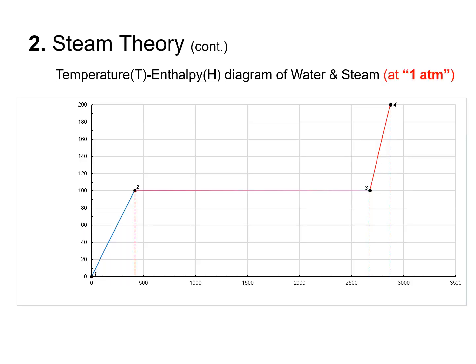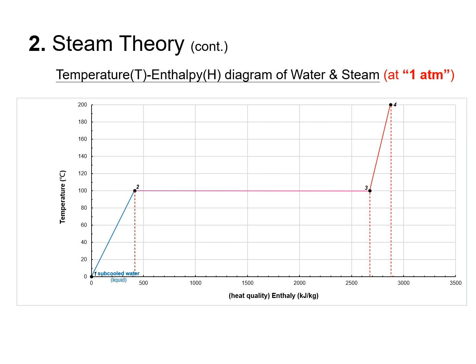In the TH diagram shown, we have the process of heating water under atmospheric pressure. The horizontal axis represents the amount of heat absorbed by a unit mass of water during the heating process, while the vertical axis shows the corresponding temperature change for the unit mass of water.